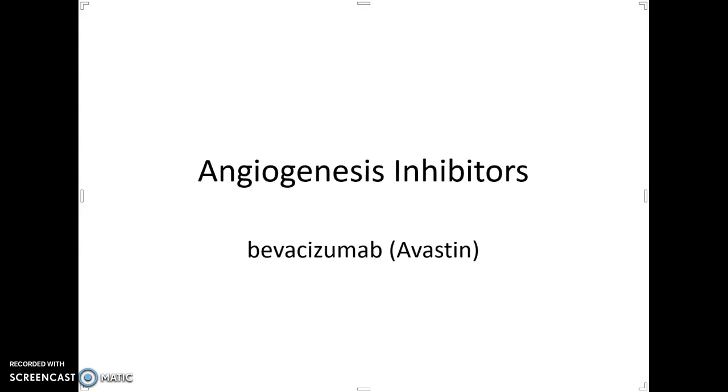Angiogenesis inhibitors, and bevacizumab, which we're just going to call Avastin because that's a lot easier, is our first angiogenesis inhibitor. And if you think about that, angio is vessel and genesis is the beginning, right? So the beginning of a vessel inhibitor. So it keeps blood vessels from growing.